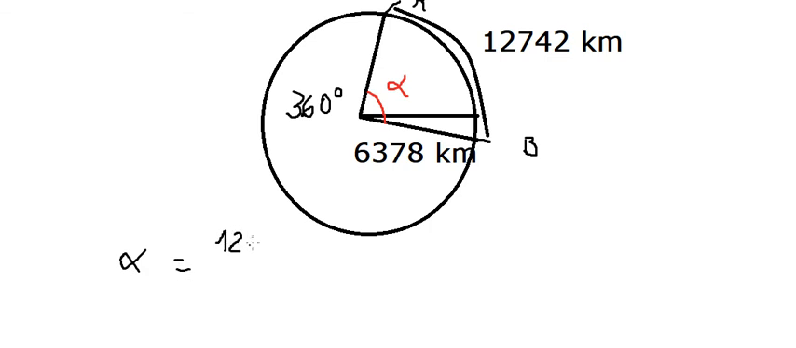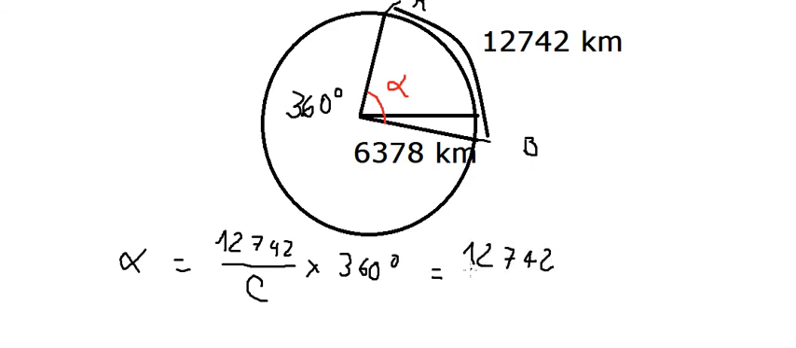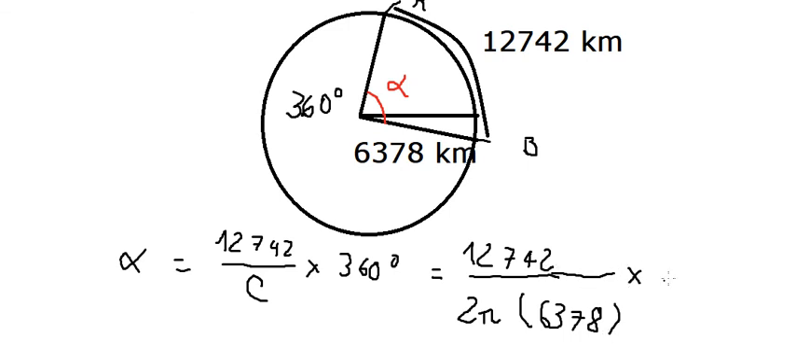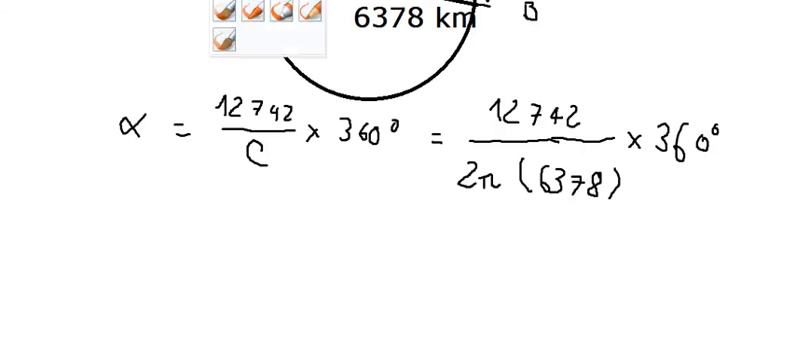We have 12,742 divided by the circumference of the circle multiplied by 360 degrees. About the circumference, that should be 2π multiplied by the radius. Then we multiply by 360. And we got the answer in here.